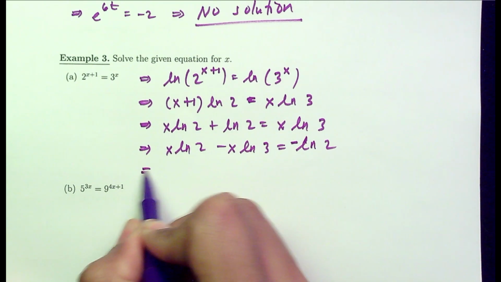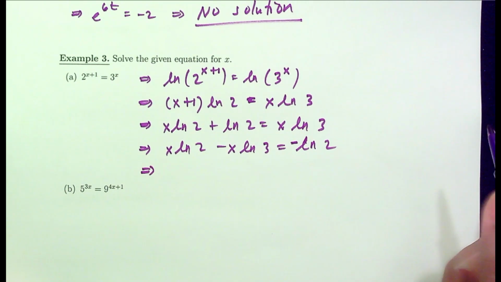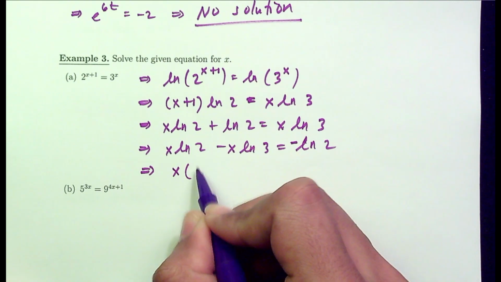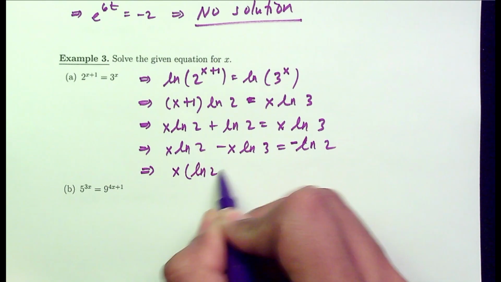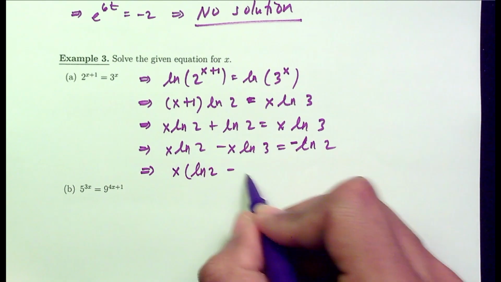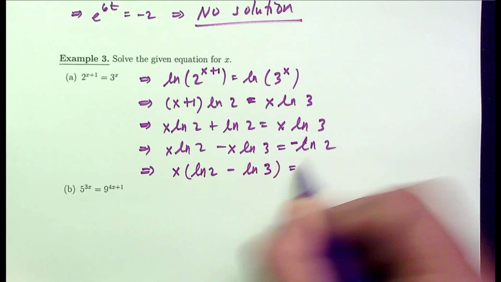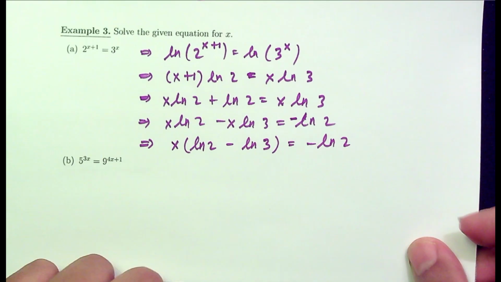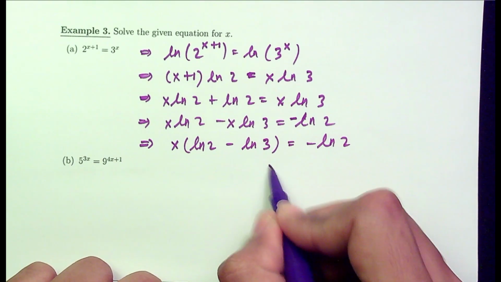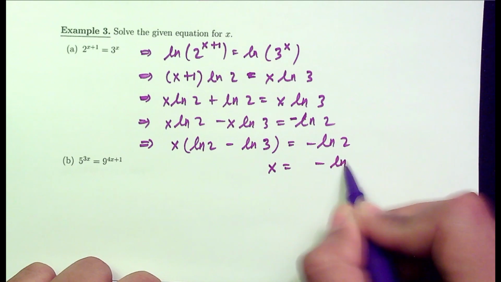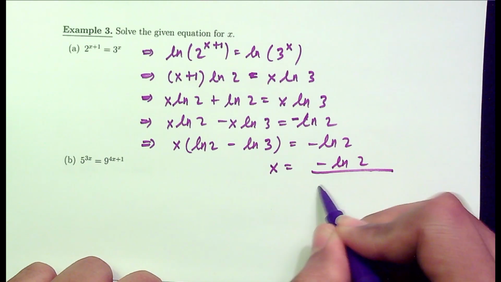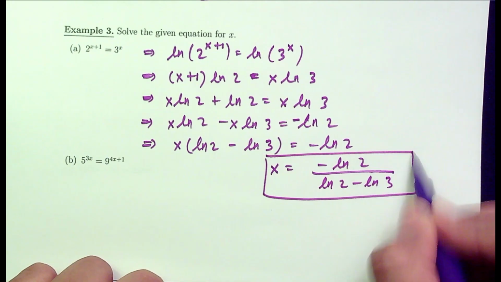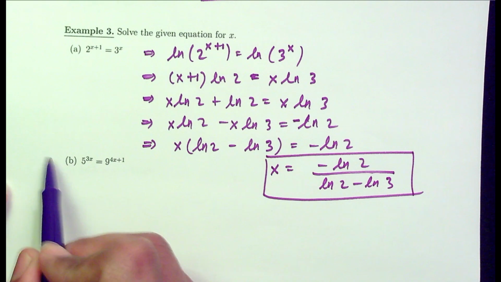Two more steps. Factor out the x, which is common. X is repeated, so factor it out. When you pull it out of here, you get ln of 2. When you pull it out of there, you get ln of 3. And now we are almost done. Now I divide by this number and I get x. So this is ln of 2, all that over ln of 2 minus ln of 3. And that's the answer for that one.